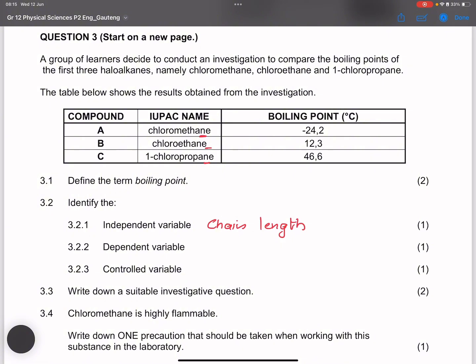And the dependent variable in this case, remember, boiling point depends on the chain length. So that would be our boiling point. And then they ask for the controlled variable. What is it that we kept the same? The fact that they all come from the same homologous series. So we can say the homologous series, or you can say the functional group. I think that would also suffice. You can also even mention the type of intermolecular force, and nothing wrong with that.